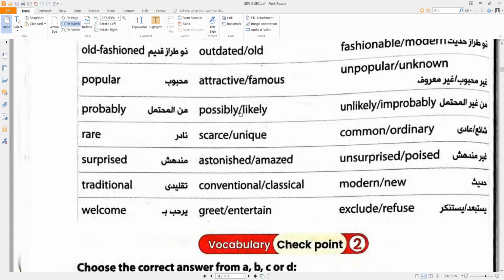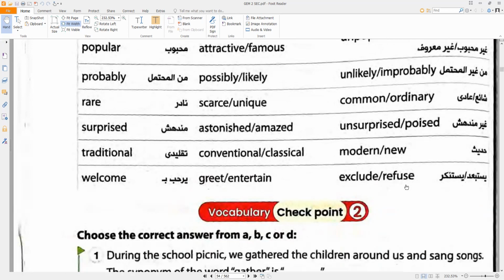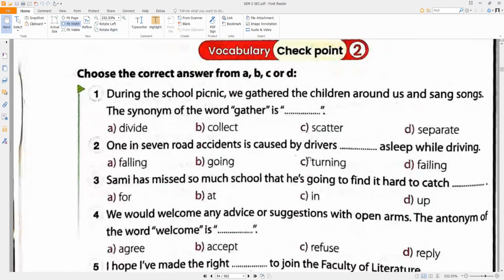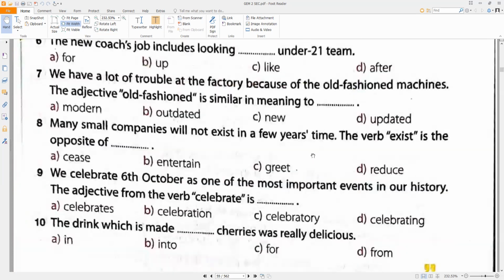Rare, scarce, unique, the opposite: common, ordinary. Surprised, astonished, amazed, unsurprised. Traditional, conventional, classic, modern or new, updated. Welcome, greet or entertain. Exclude or refuse? I think all of them are easy.